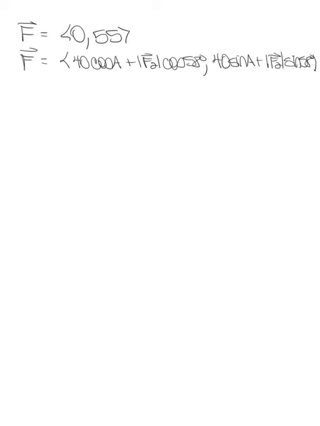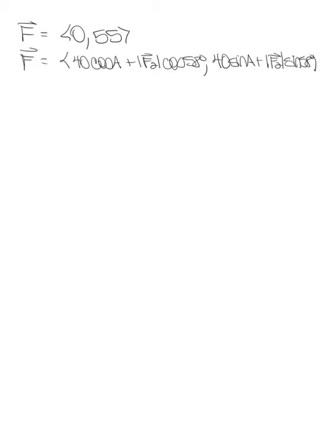Sorry for the skipping there, but let me back up a little bit. We saw from the last page that the vector F could be defined as the vector having components 0, 55, but it could also be defined as the vector having components 40 cosine of A plus the magnitude of F2 cosine of 58, and 40 sine of A plus the magnitude of F2 times the sine of 58 degrees.